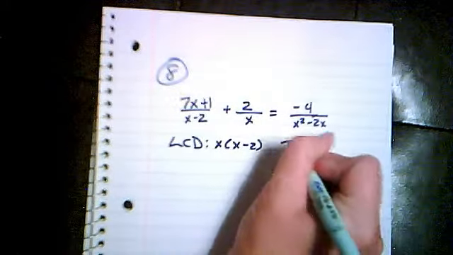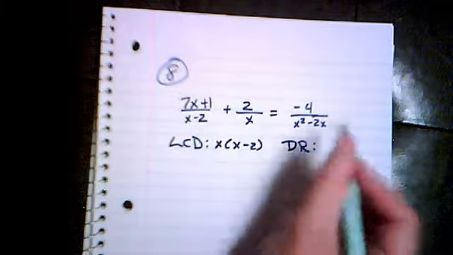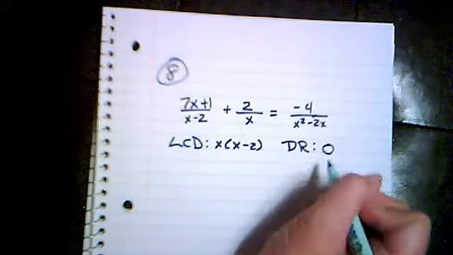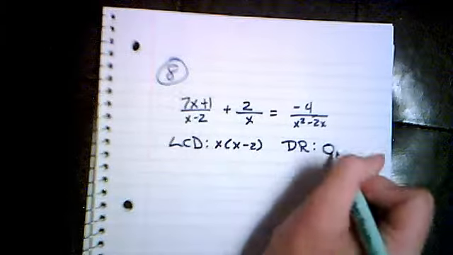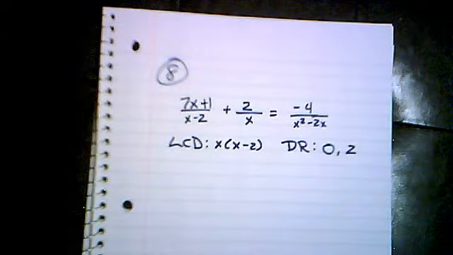Now, our domain restriction, since we're here to identify it: this can't be equal to 0, so I can't have 0, and this one can't be equal to 0, so I can't have a positive 2. Those are my domain restrictions. That means when I'm done with my problem, I need to make sure that none of my answers are either 0 or 2, and if they are, then I have to exclude them.